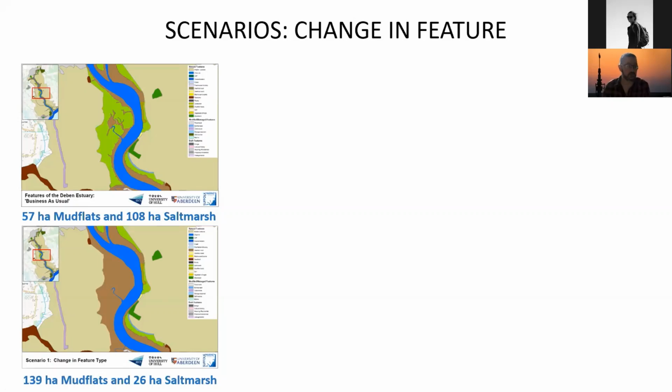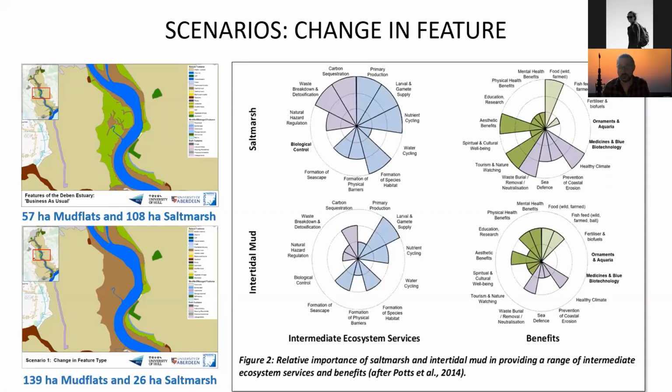Then we work with stakeholders on, well, how does that change the type of benefits you get from the estuary? So using our visual tool, this is where we brought the matrix work back in to the participatory mapping, because from the matrix work, we had some of that data about the benefits that are provided from key habitats such as salt marsh and habitats such as intertidal mud. We could draw that out of the matrix database using the visualization tools that we developed.